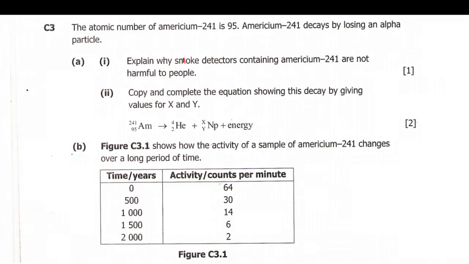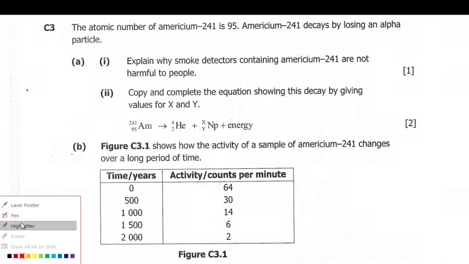So what you should know is that this americium, since it decays by losing an alpha particle, it is a radioactive atom. So since it is a radioactive atom, that means that it is somehow dangerous. Radioactive atoms are dangerous.